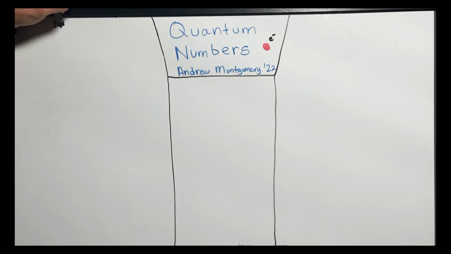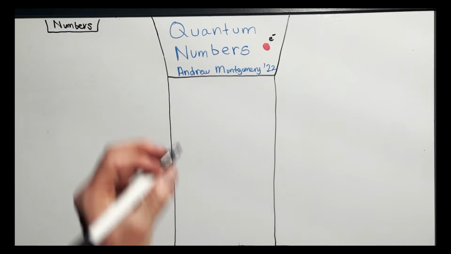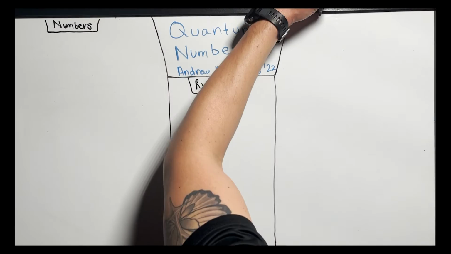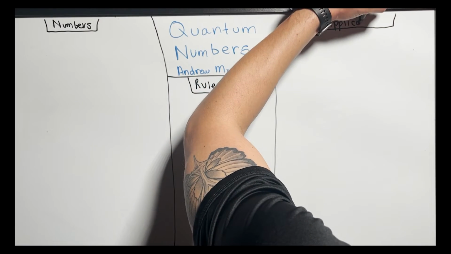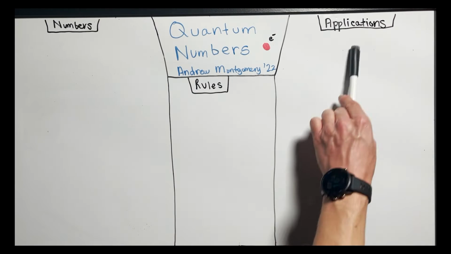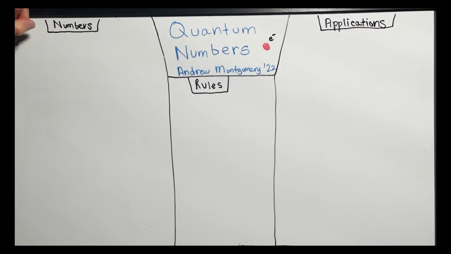So let's begin. First, we'll start with describing the specific quantum numbers. Then we'll learn some rules, and then we'll apply them to some problems, which you'll probably see in your general chemistry course. First, let's walk through each of the various types of quantum numbers.